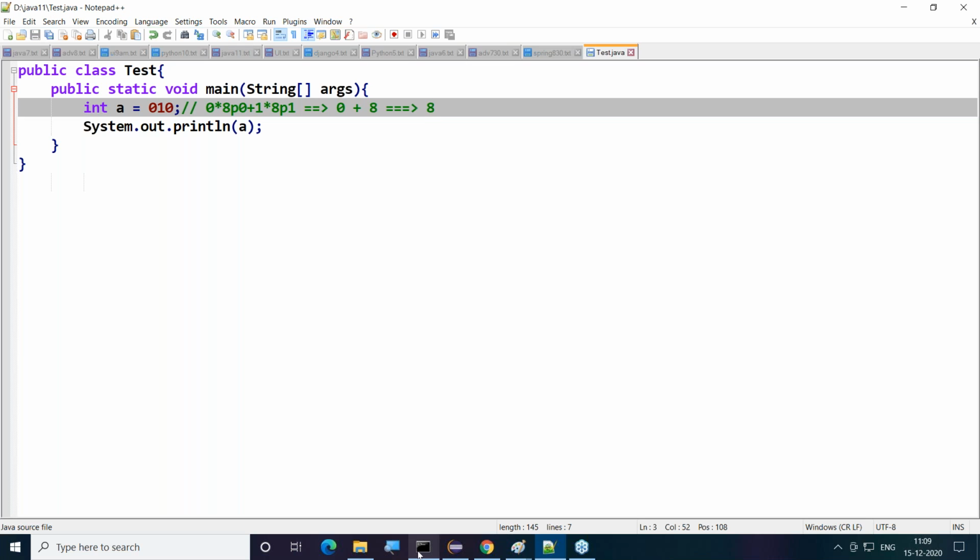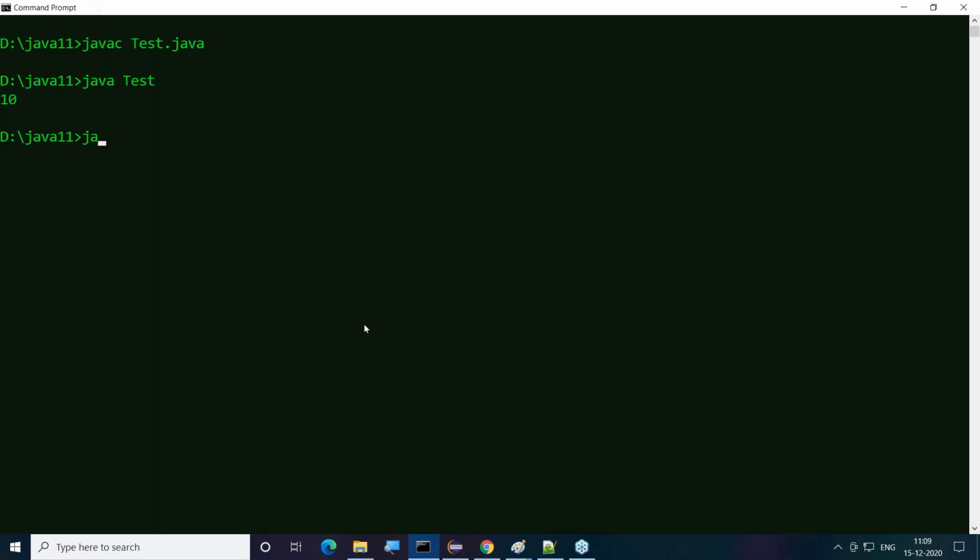Now let's observe this clearly. If you run this program, javac Tester.java compiled successfully. java Tester. The output value would be 8. 8 is the output value we are getting here. This is about the value. Observe carefully.